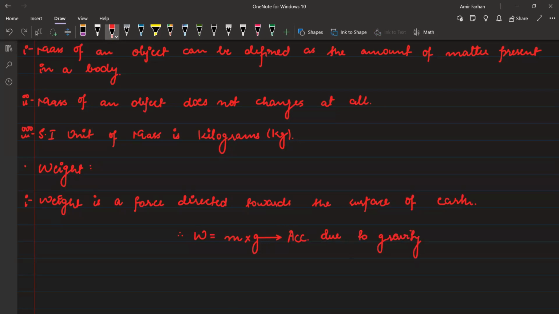Clear, Ayaan? Any doubt so far to you, dear? So W is defined by this. One more thing: weight will change from place to place, because G is a quantity that continuously changes from one place to another place.